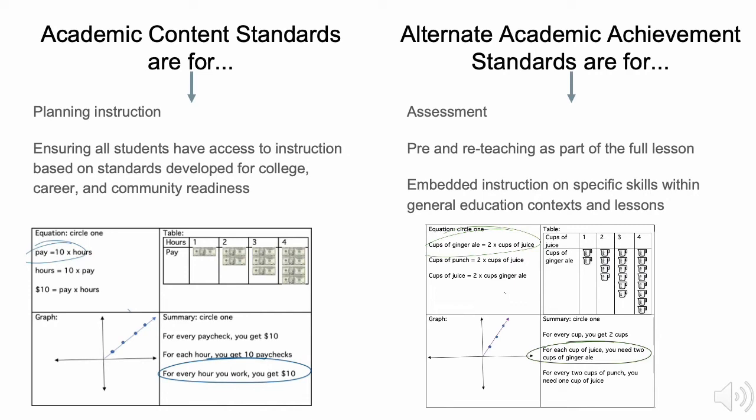In each cell, there is an image of a $10 bill that indicates how many $10 bills you get for each hour worked. For example, 1 hour shows the image of one $10 bill as pay. 2 hours shows the image of two $10 bills as pay.